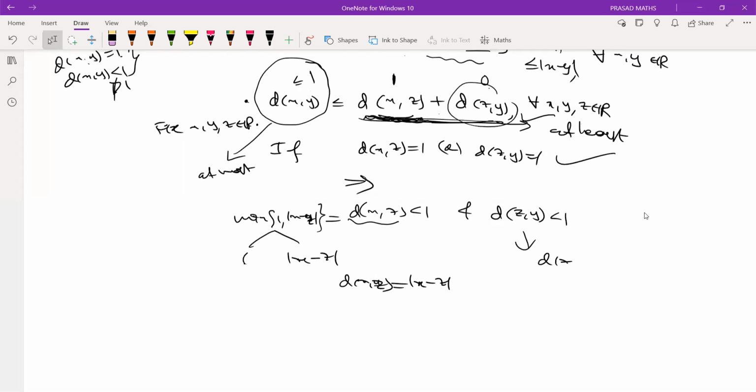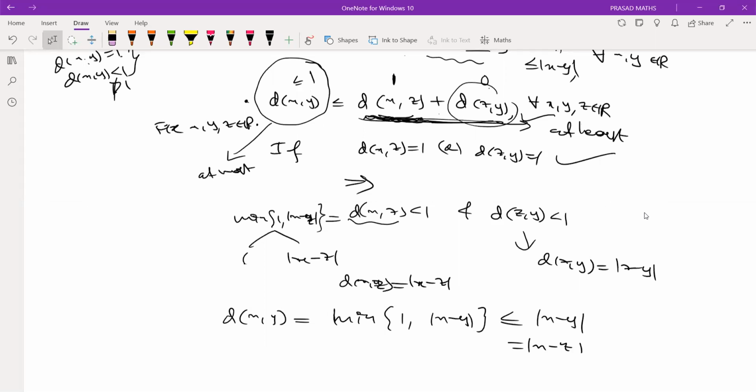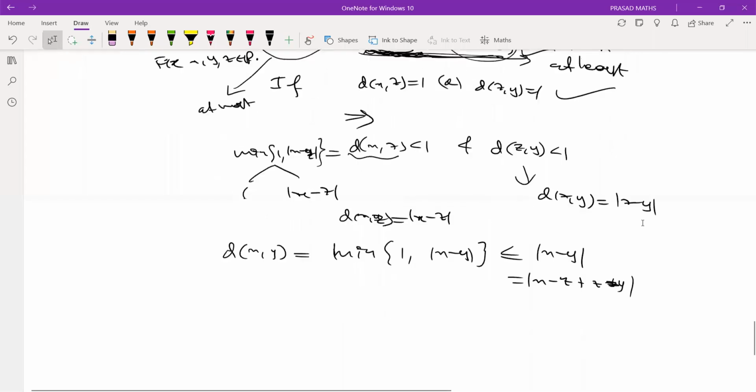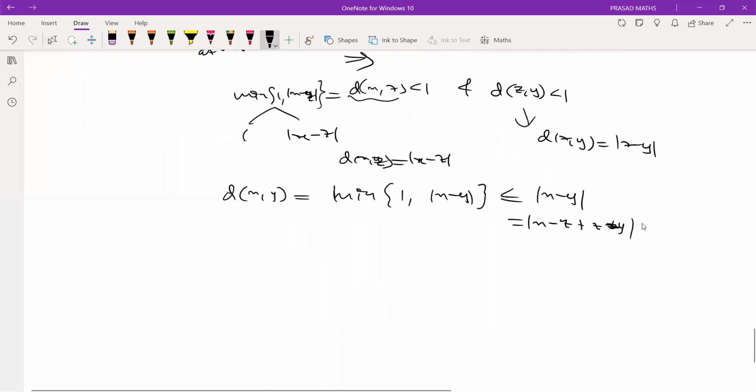Similarly, the distance between z comma y is mod of z minus y. So there are only two possibilities. What I want to show is that the distance between x comma y is less than or equal to the distance between x comma z plus the distance between z comma y. But what is the distance between x comma y? It is the minimum of 1 comma mod of x minus y. I already told you this is always less than or equal to each member. What is this? This is nothing but adding and subtracting z, so this is less than or equal to mod of x minus z plus mod of z minus y.